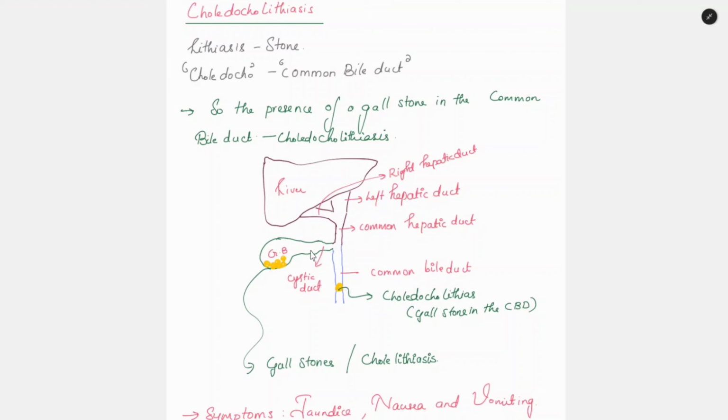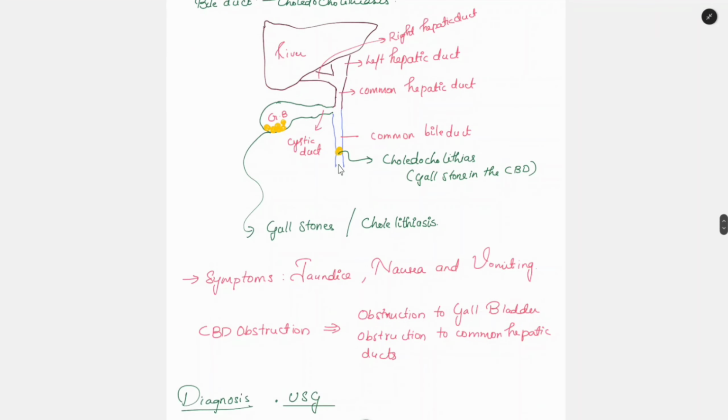If the gallstone moved through the cystic duct into the common bile duct and somewhere obstructed the common bile duct, now this is called choledocholithiasis. Gallstone in the common bile duct is called choledocholithiasis. So what happens here? The contents of the gallbladder get obstructed. The outflow from the liver gets obstructed.